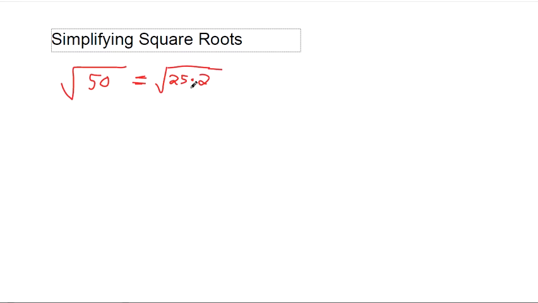That doesn't change the answer, right? Because you still have to do inside the square root first, and then you can evaluate the square root. So 50 is the same thing as 25 times 2.